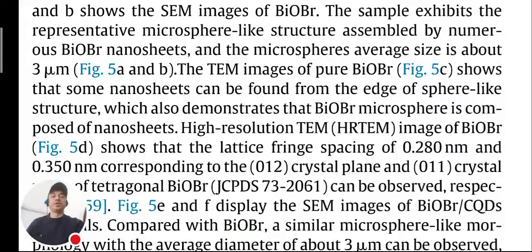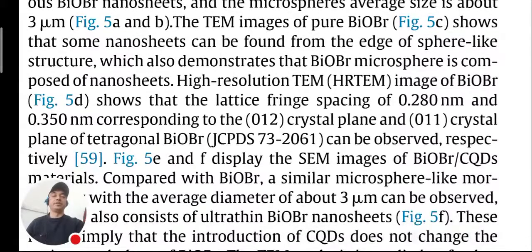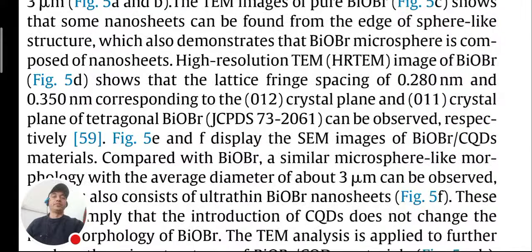High-resolution TEM, HRTEM, images of BiOBr are shown in the figure, where the lattice fringe spacings are 0.280 nanometer and 0.315 nanometer, corresponding to the 012 crystal plane and 011 crystal plane of tetragonal BiOBr, JCPDS 73-2061, which can be observed respectively.